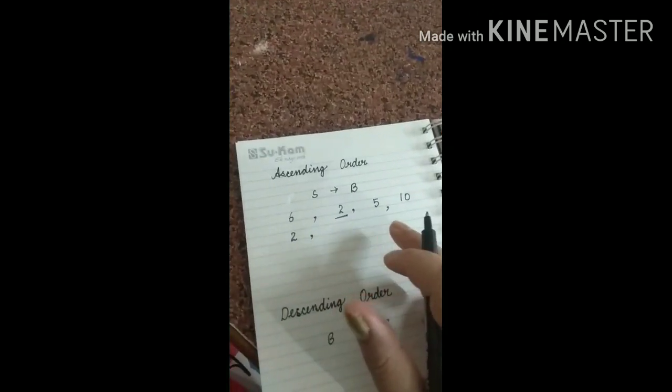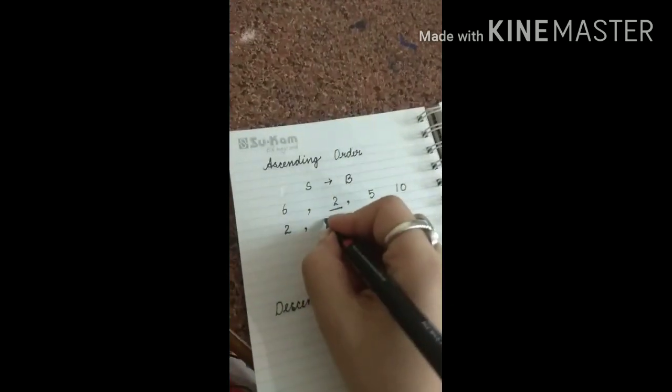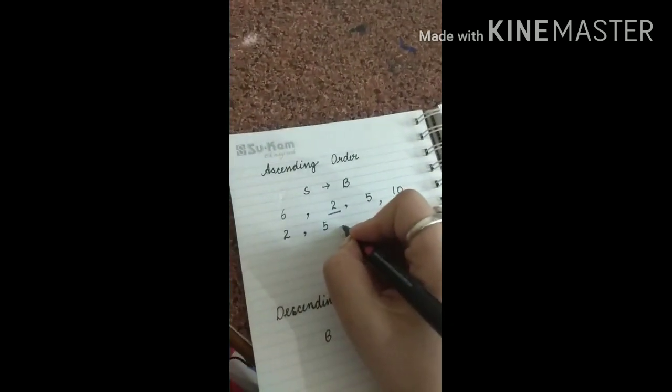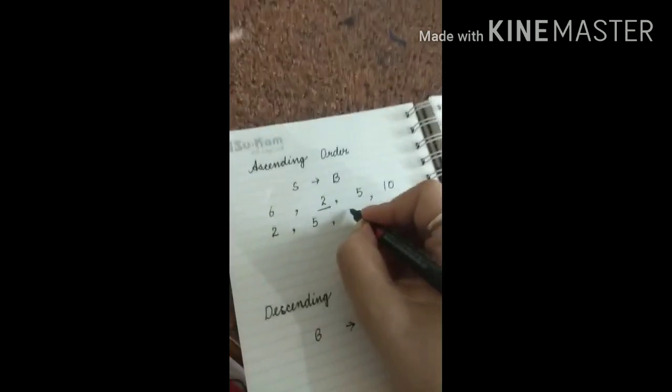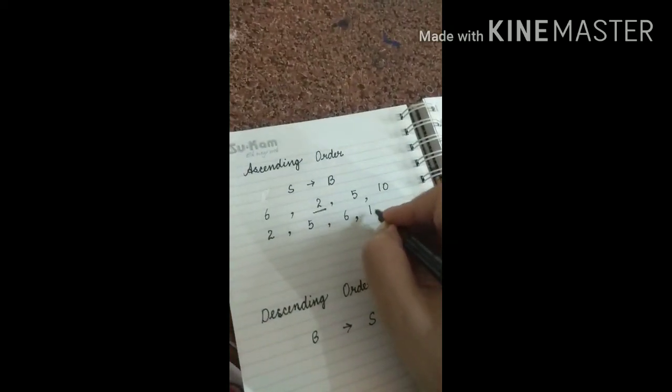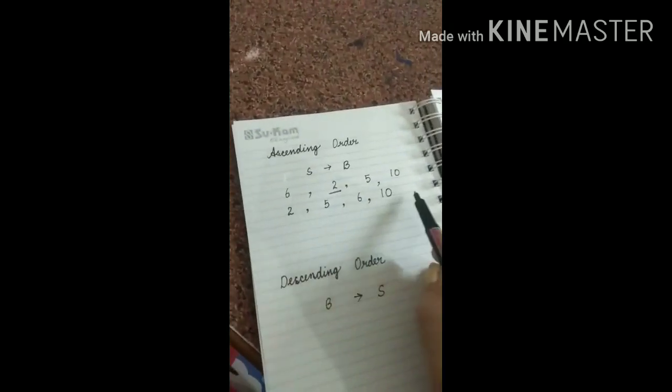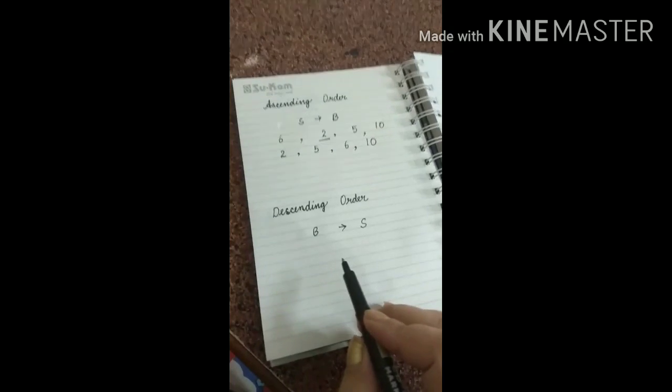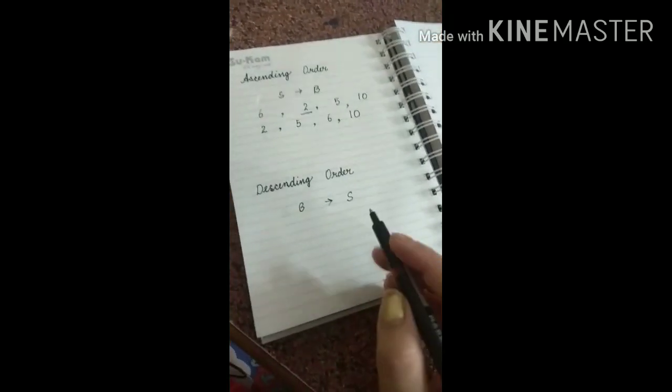Then you can see which one is the second smallest number, that is 5. So then we will write 5. After that 6. And last, in all these 4 numbers, 10 is the biggest number, so this will be written at the end. So this is the sequence of ascending order. Now like that only we will see descending order.